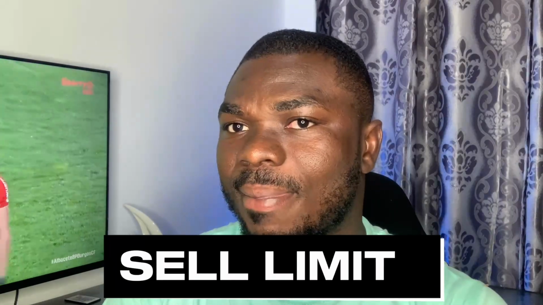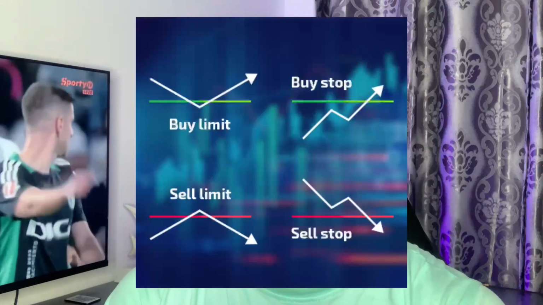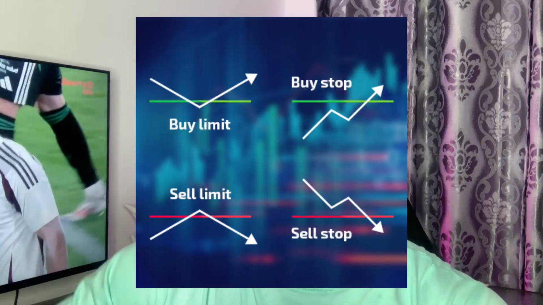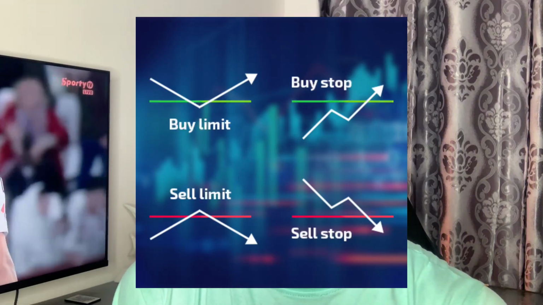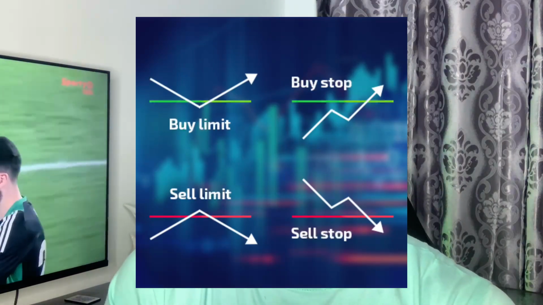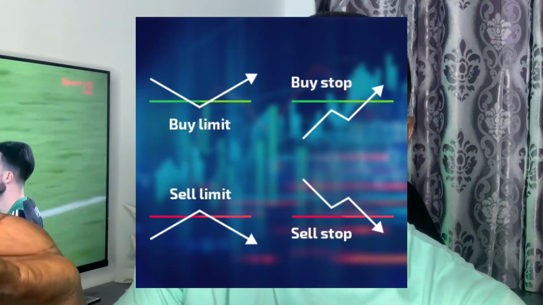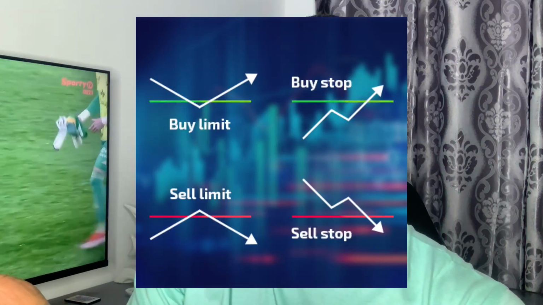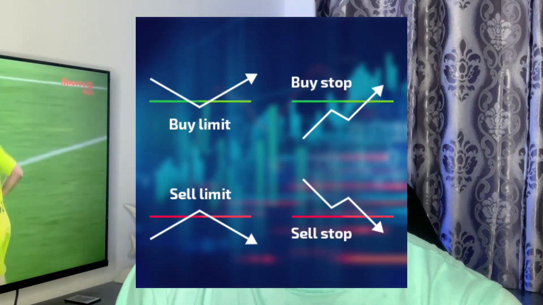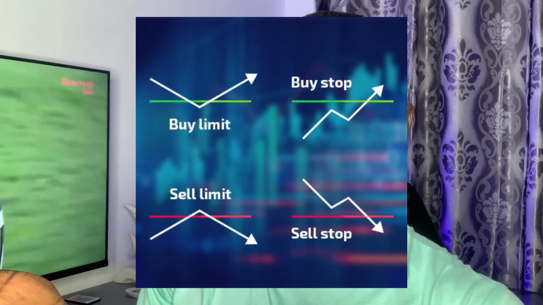So sell limit is when the market is in a downtrend and you want to sell, but the current market price is too high. That is to say, the market has dropped so much that you want it to retrace a little bit back upwards to a certain price level where you feel, okay, this pullback is enough for me to what? Sell now. So that's what we call a sell limit.